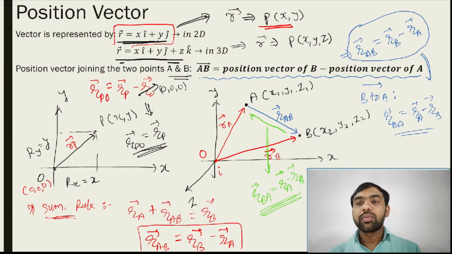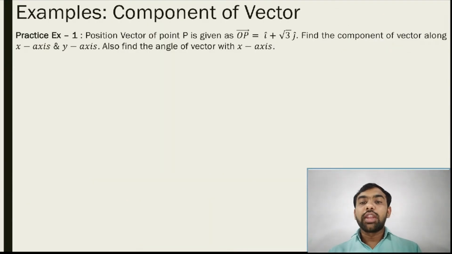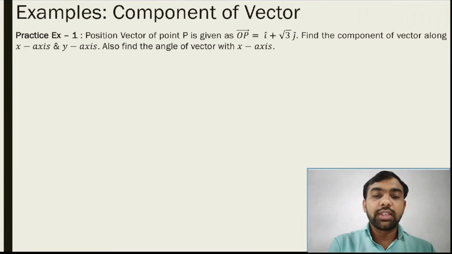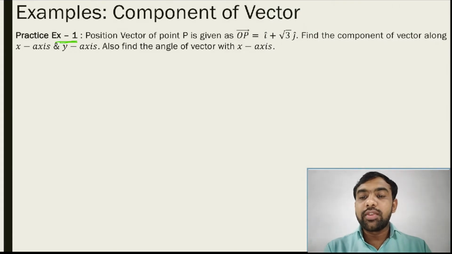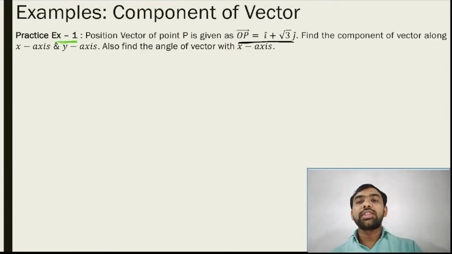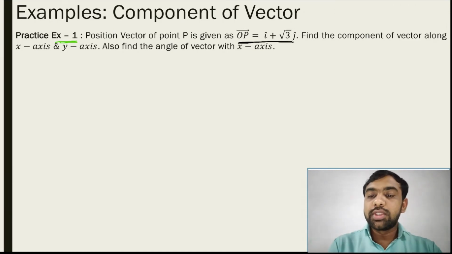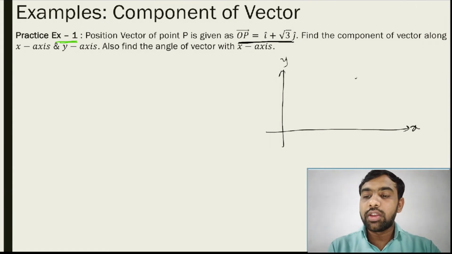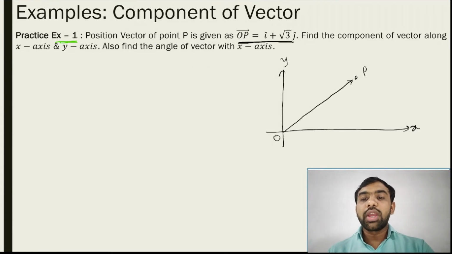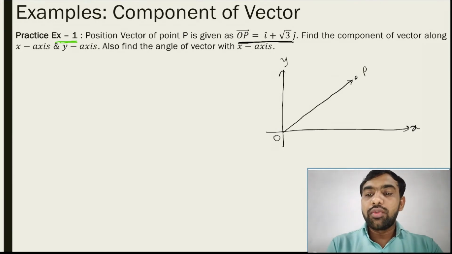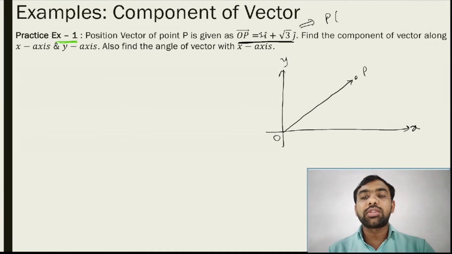Okay, note it. Let's see one example which is based on the components of a vector. Example number 1, first example. Let's solve it. The position vector of P is given as i plus root 3 j. I plus root 3 j means this type of situation. Consider this is the y-axis, here is the x-axis, and somewhere here is point P. This O means origin. So this position vector is given to us, and OP is i plus root 3 j. So if you write it this way, point P is nothing but 1 i plus root 3 j.